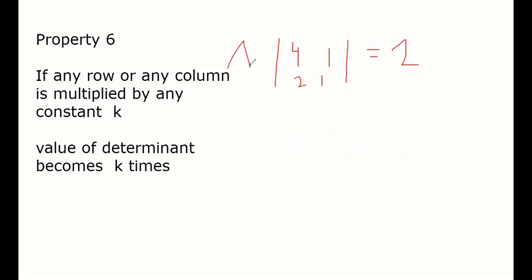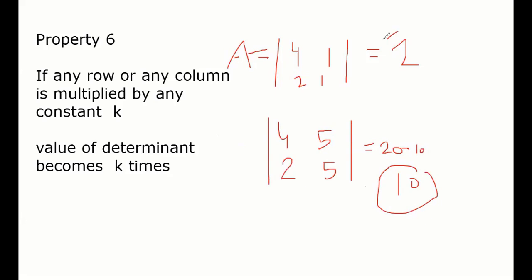Suppose this is my determinant A. If I multiply the second column with 5, the second column with 5, then 4 and 2 stay the same, this becomes 5 and this becomes 10. So 20 minus 10, so 10. Look, this came 10, and the original is 2.